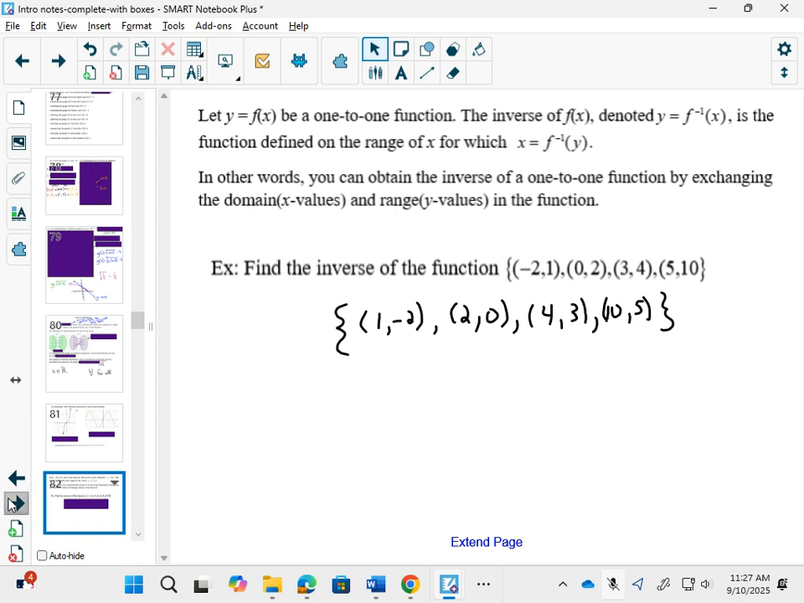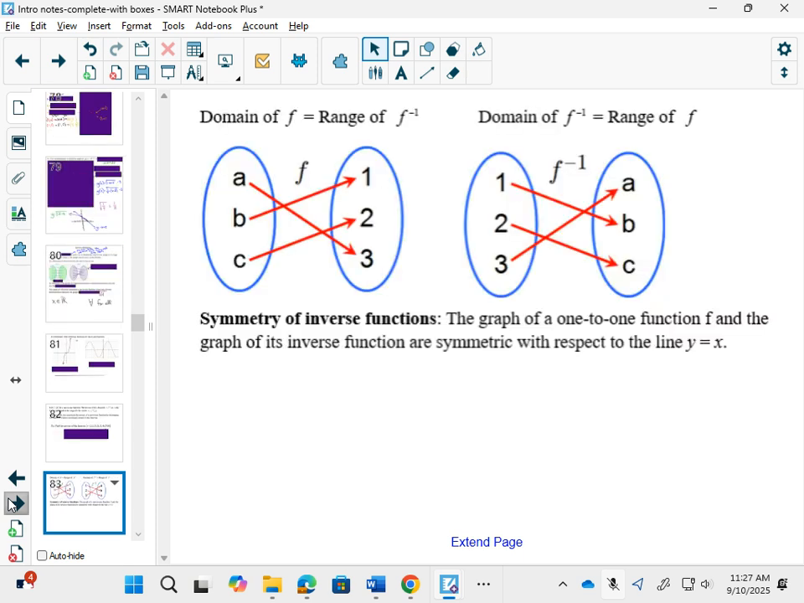So we just take our x coordinates and y coordinates and switch them, and we have our inverse. So the domain of our original function becomes the range of our inverse, and the domain of our inverse becomes the range of our original function.